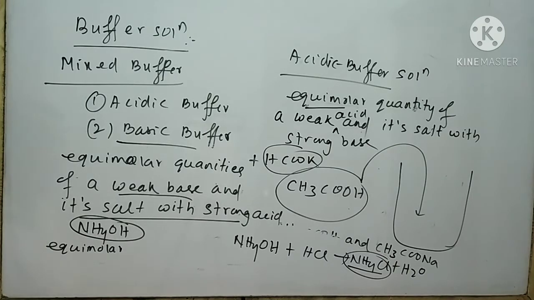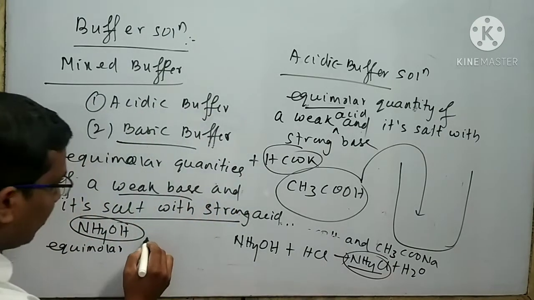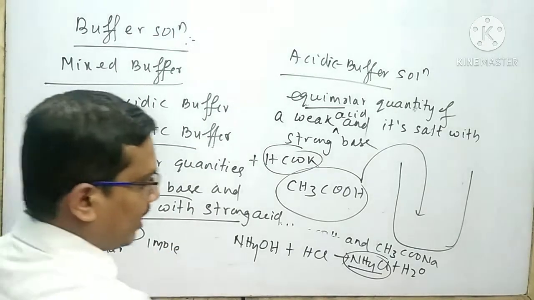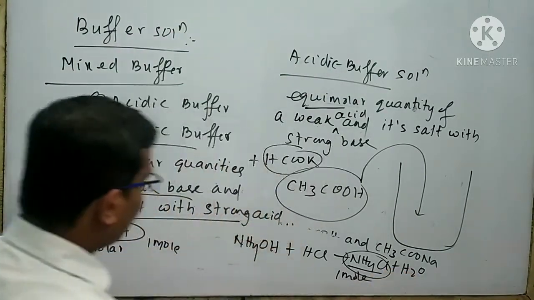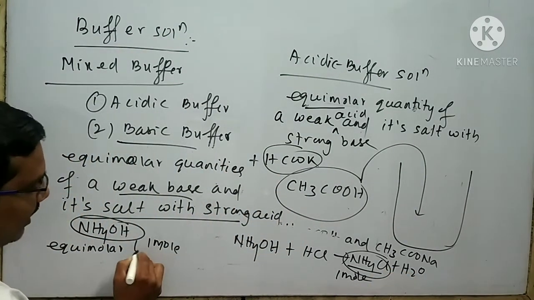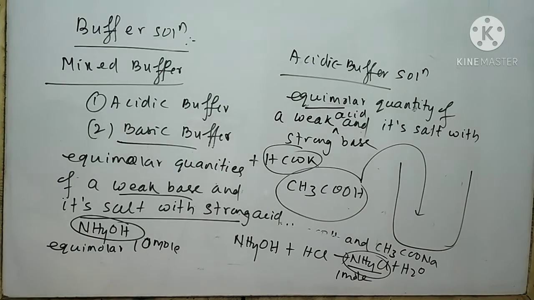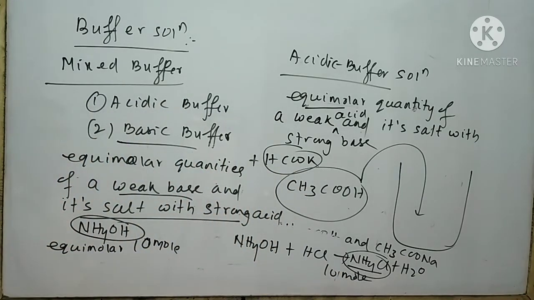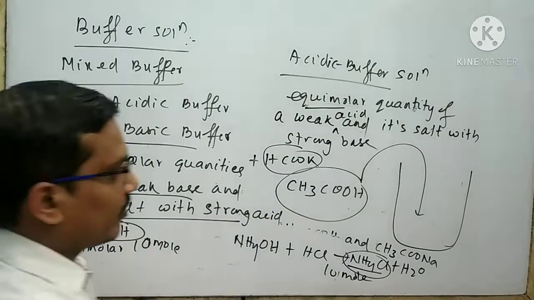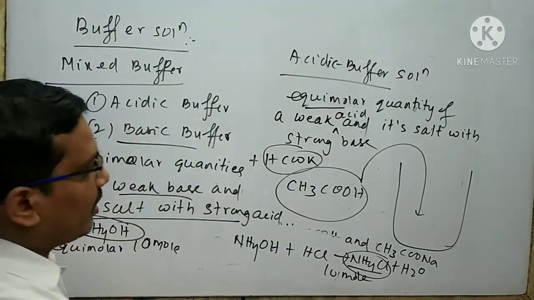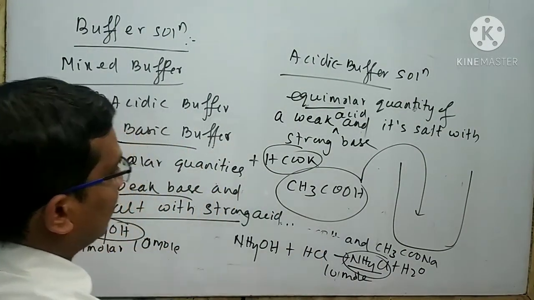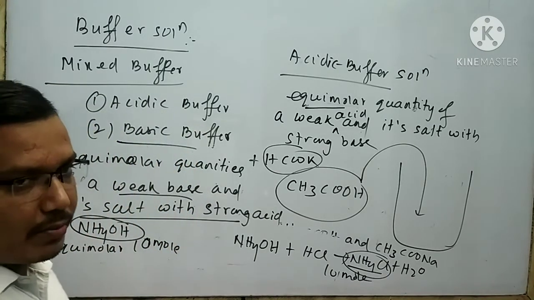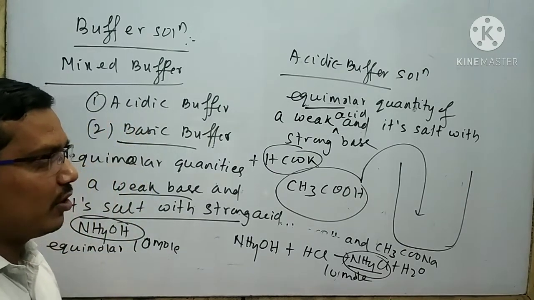Equimolar quantity means, suppose I take 1 mole of ammonium hydroxide, then I am bound to take 1 mole of ammonium chloride. Suppose I take 10 moles of ammonium hydroxide, then I am bound to take 10 moles of ammonium chloride for the preparation of a basic buffer solution. Like this, it is also necessary to take equimolar quantities of a weak acid and its salt with a strong base for the preparation of an acidic buffer solution.